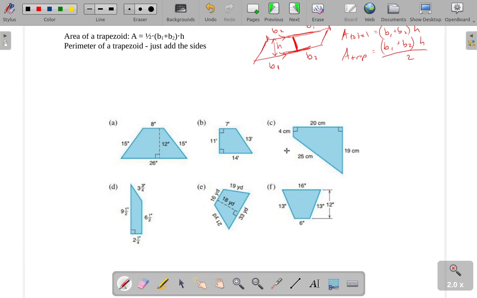Alright, so there's 6 examples here. I'll go ahead and do the first 3. I'm not going to do these ones down here. So the area of this first trapezoid is going to be 1/2 times, I'll call this B1 and this one B2, so 26 plus 8. My height is 12 inches.